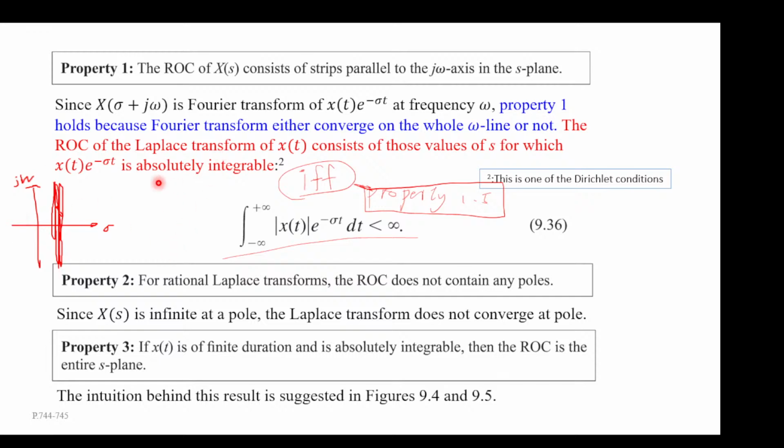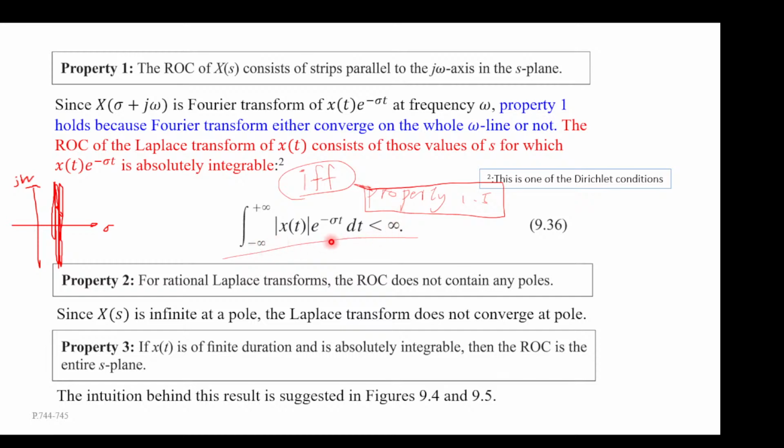There is also this property 1.1 that we think is true, for which we have a shaky derivation. It says that a point is in the ROC if and only if the corresponding Fourier transform is convergent. The Laplace transform on the line at sigma is like the Fourier transform of x of t e to the minus sigma t, and we say this is convergent if and only if x of t e to the minus sigma t is absolutely integrable, so this integration has finite value.